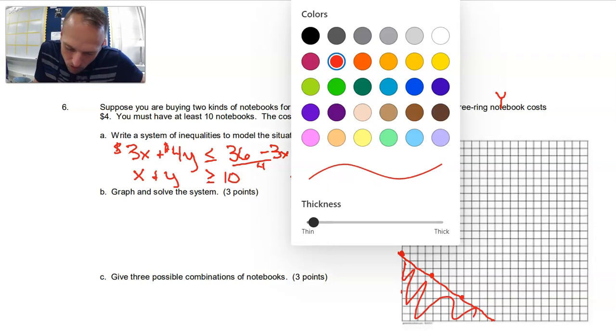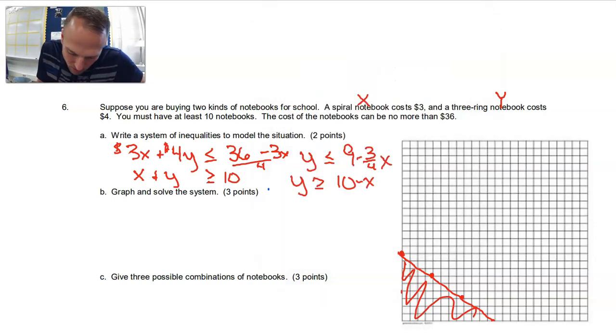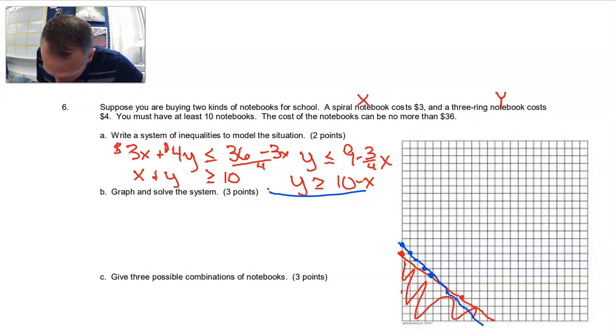Now, I'm going to go blue for this second one. Let's graph that. That's going to be a positive 10, 2, 4, 6, 8, 10. And then my slope is down 1 over 1. Down 1 over 1. Down 1 over 1. Now this is going to be tricky to see. I have to be greater than, that's a solid line, shaded above.